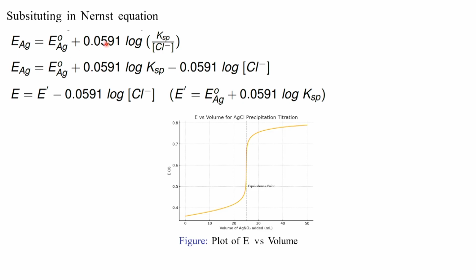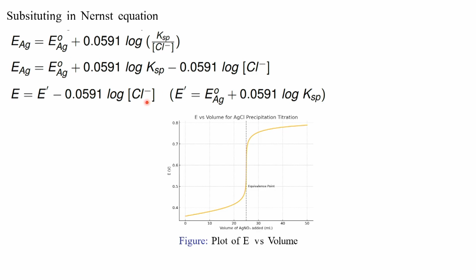If we rearrange this equation, we get E Ag equals E naught Ag plus 0.059 log Ksp minus 0.059 log concentration of Cl-. Now the quantity E naught Ag plus 0.059 log Ksp is a constant term, because Ksp is a constant. So if we consider this as E prime, we write E equals E prime minus 0.059 log of the concentration of Cl-.